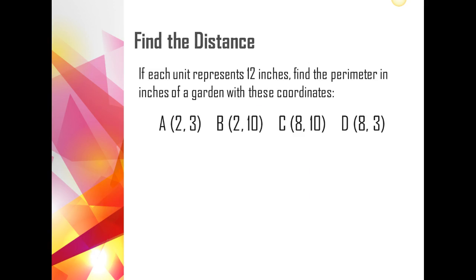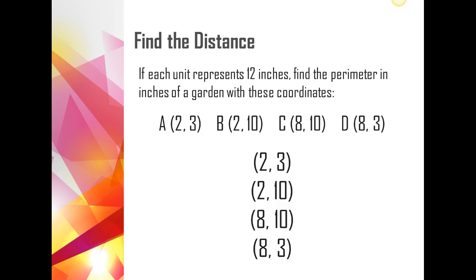We can also solve a similar problem if we're just given the coordinates. Of course, it is always an option to draw a picture, but we can find the answer without doing that. If each unit represents 12 inches, find the perimeter in inches of a garden with these coordinates. Instead of going in a straight line, an alternate way to do this is to stack the coordinates, then work from top to bottom. Let's give that a try.